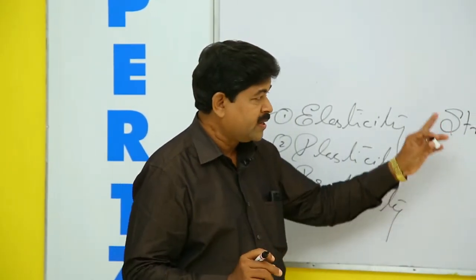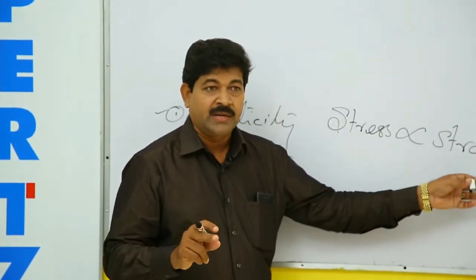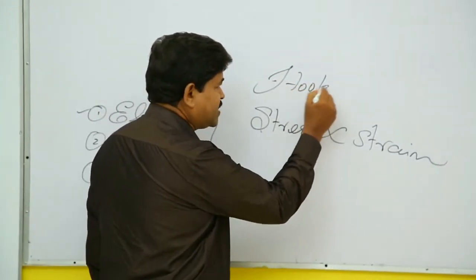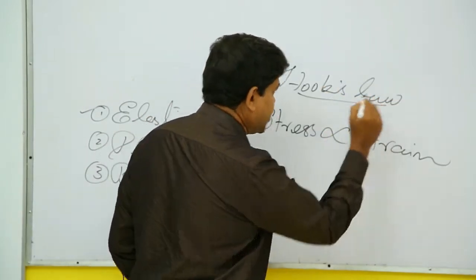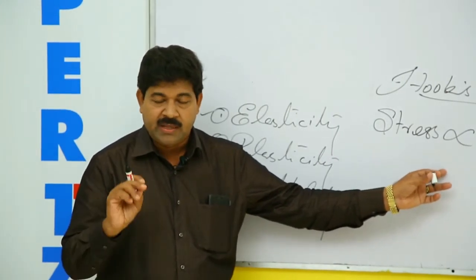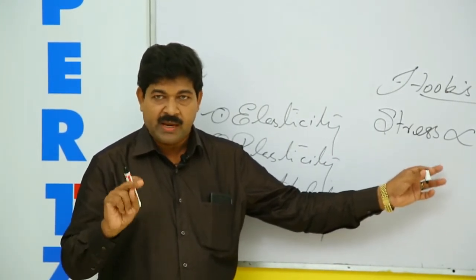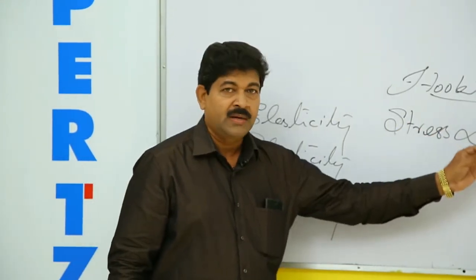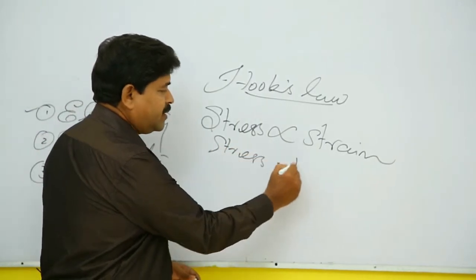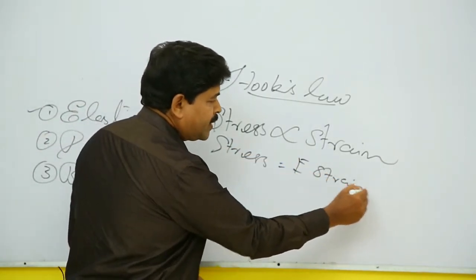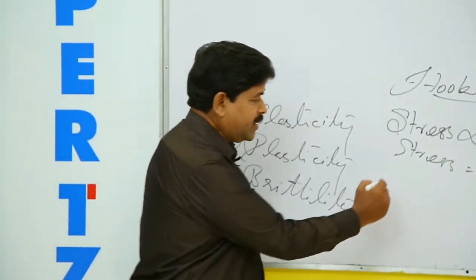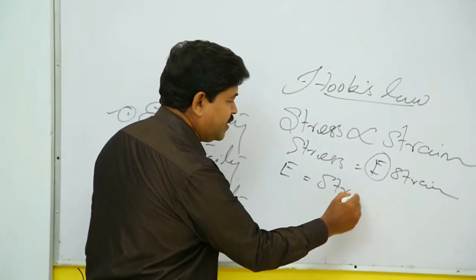The important relation between stress and strain was established by the scientist Albert Hooke. That law is called Hooke's law in elasticity. According to Hooke's law, stress is directly proportional to strain, but that is within the elastic limit. Within the elastic limit, the stress acting on a body is directly proportional to the strain. Therefore, stress is equal to a constant E times strain, where this constant E is called the modulus of elasticity, obtained by E equals stress by strain.